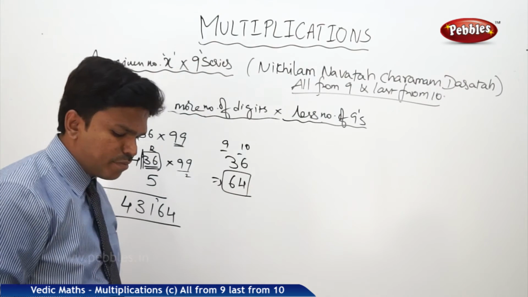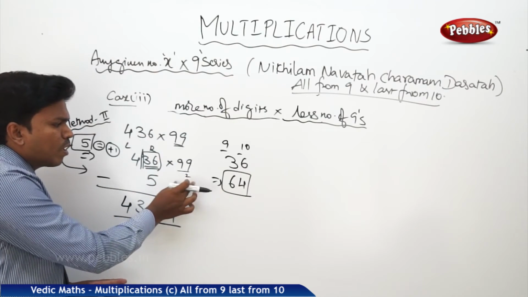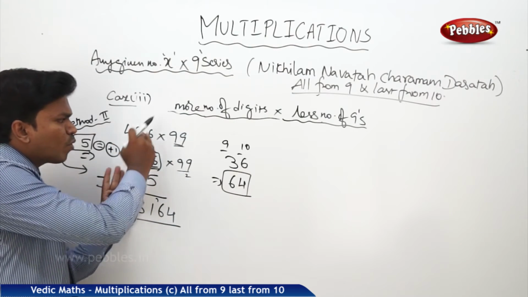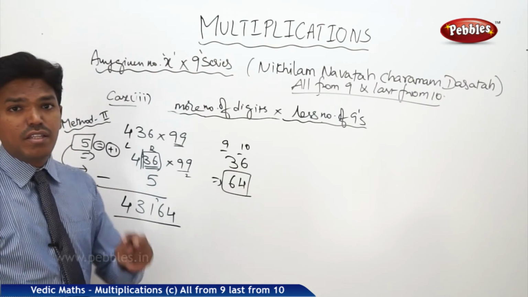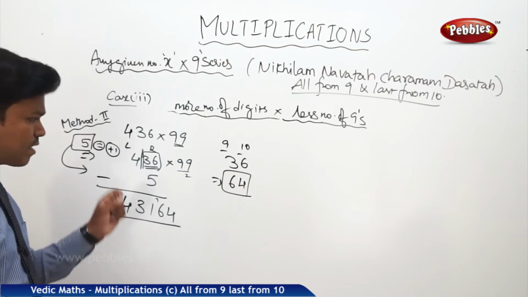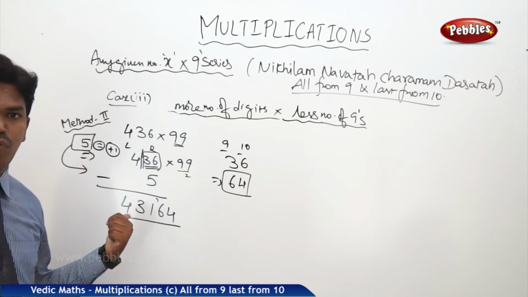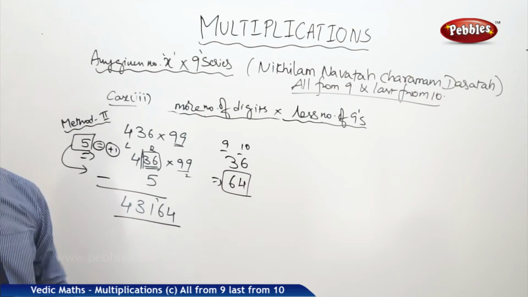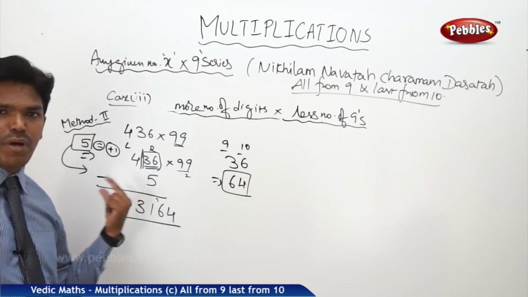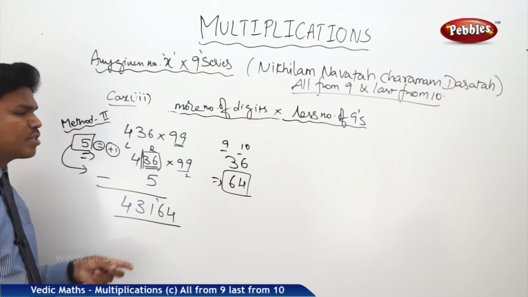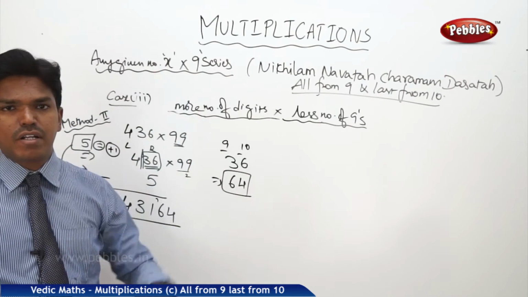Once again I repeat, here 436 into 99. Whenever the number of digits is more and the number of nines is less, see how many nines there are. There are 2 nines. Since there are 2 nines, I am doing a partition in the given number 436 after 2 digits from the right. After the partition, the number is divided into 2 parts, left part and right part.